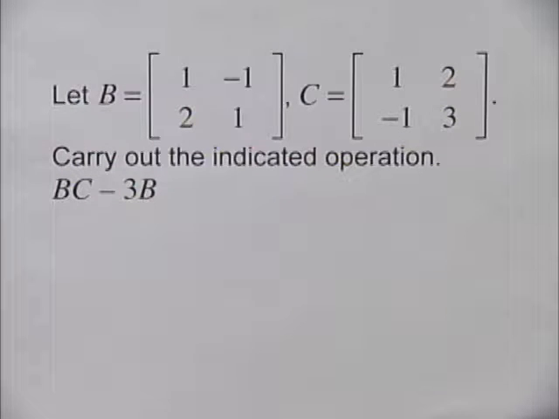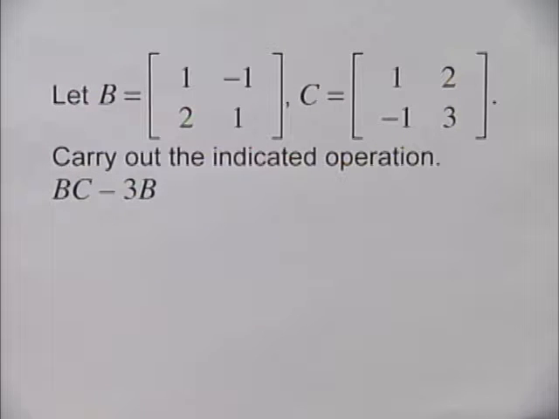Let matrix B be equal to the 2 by 2 matrix 1, negative 1, 2, 1. Matrix C equaling the 2 by 2 matrix 1, 2, negative 1, 3. Carry out the indicated operation. Matrix B times matrix C minus 3 times matrix B.